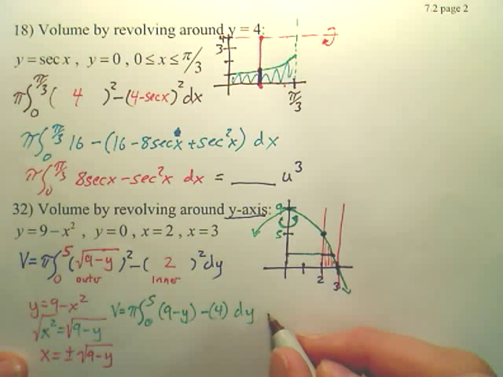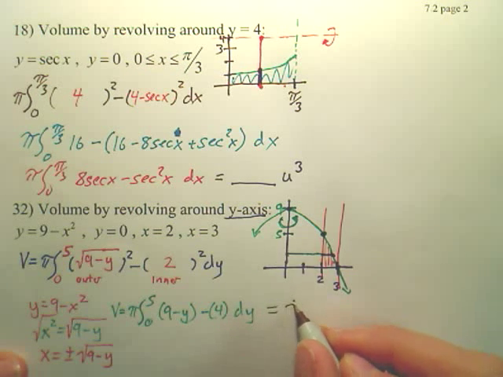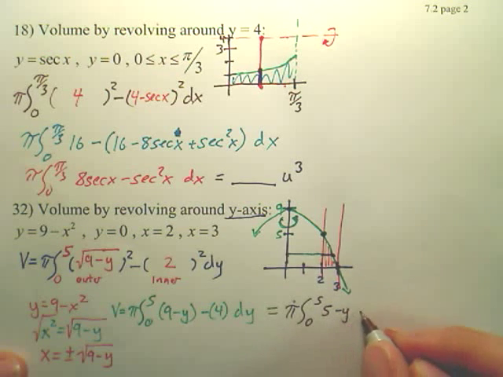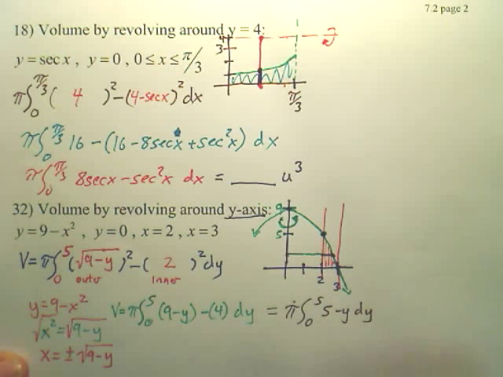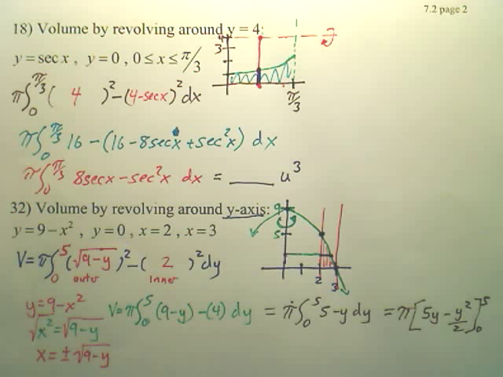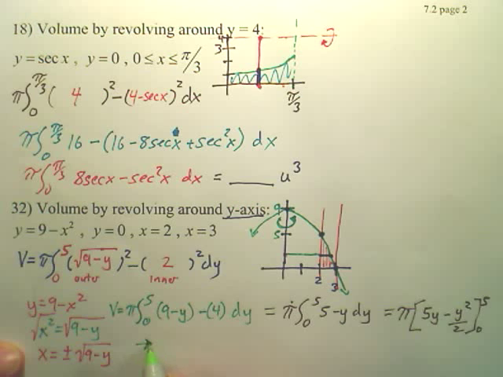That gives us, it looks like, pi times the integral from 0 to 5 of what did that be? 5 minus y dy. So that's pi, and the integral of 5 is 5y. The integral of y is y squared over 2. And our interval is from 0 to 5. If we finish this off, take it back over to here, boom.